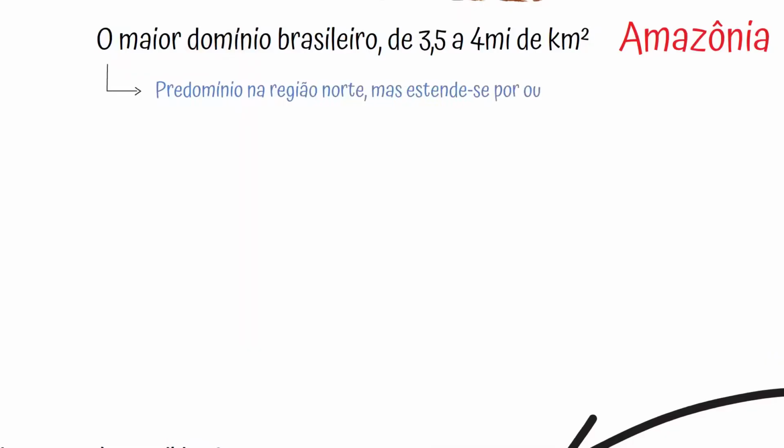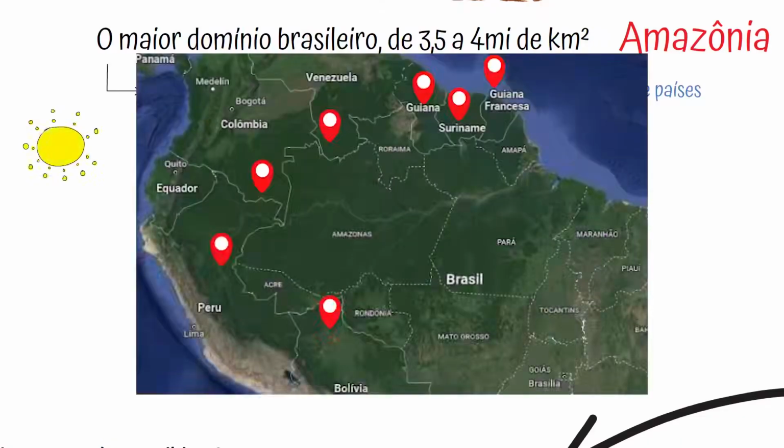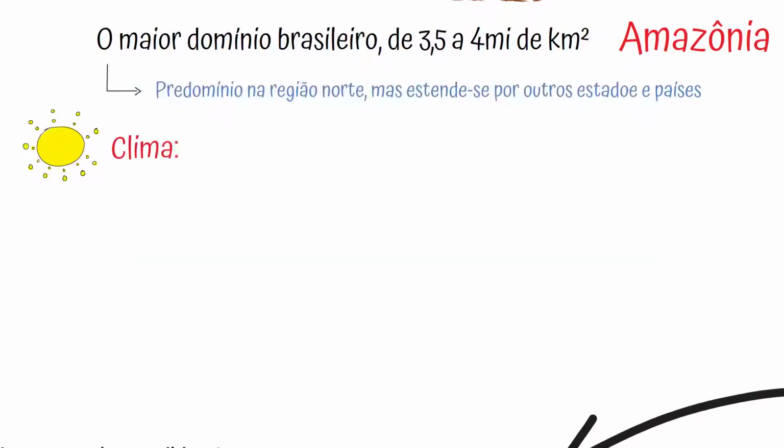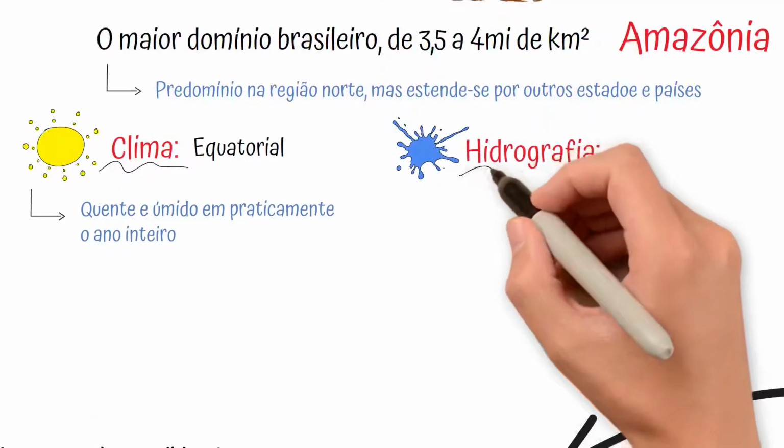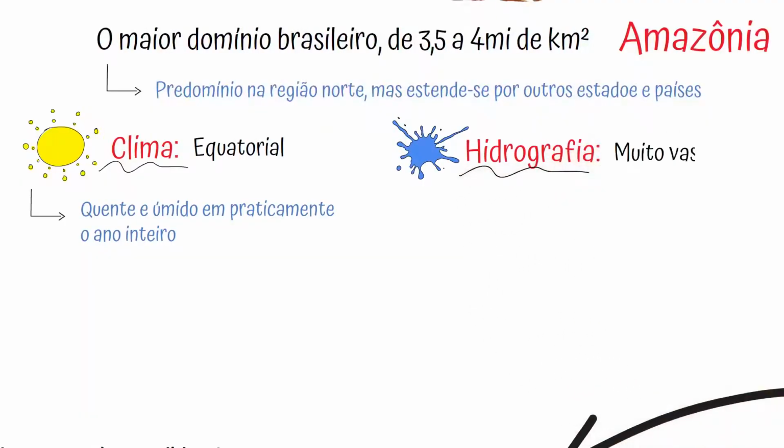What does that mean? It is simply the largest Brazilian morphoclimatic domain, with an area that ranges from 3.5 to 4 million square kilometers, being predominant there in the northern region of Brazil, even though it extends into other states and even into other countries. The climate of the region is equatorial, right? The equator runs through its northernmost part, being hot and humid practically all year round. This also gives the domain a very extensive river network, with emphasis on the Amazon basin, which drains about 20% of the world's freshwater volume.